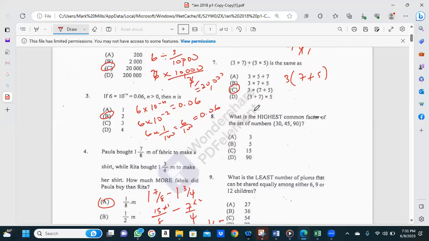Number 8. What is the highest common factor of the sets 30, 45, and 90? 15. 15. 15 can go into that. Okay, yeah.